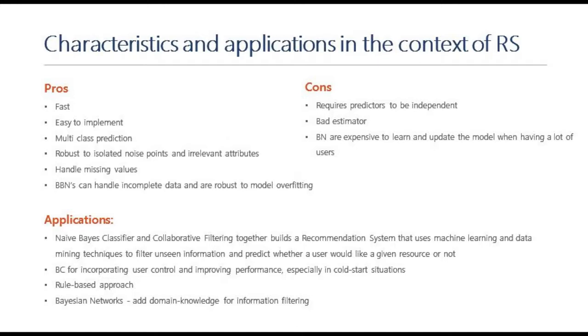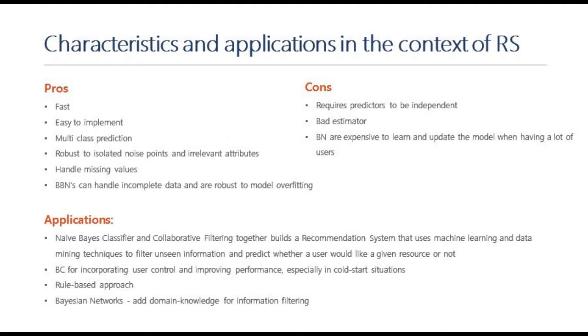So the application of these classification techniques in recommender systems is really interesting. We can combine it with collaborative filtering together. And when we do that, we can build a recommendation system that uses machine learning and data mining techniques to filter unseen information and predict whether a user would like a given item or resource or not.